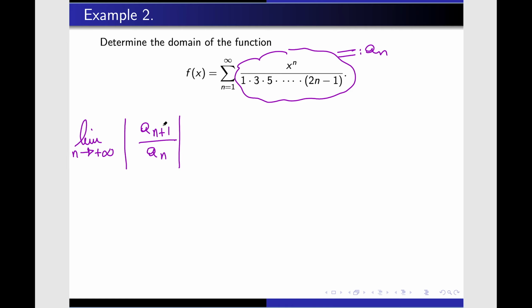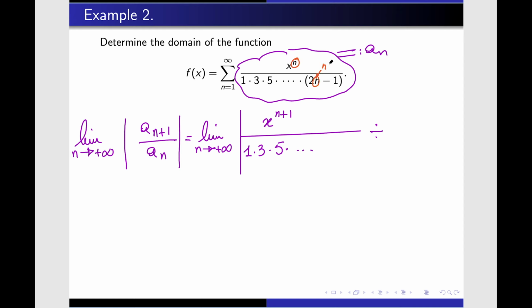Obviously, this limit is in terms of x because the an itself is in terms of x, correct? So this is equal to the limit as n goes to plus infinity of the absolute value of x to the power n plus 1 divided by 1 times 3 times 5 times all the way to, I'm talking about the an plus 1 term, because this means an plus 1 divided by an. So I'm going to write here an plus 1. So what's the last term in an plus 1? When n is n plus 1, that's n plus 1, and that's n plus 1.